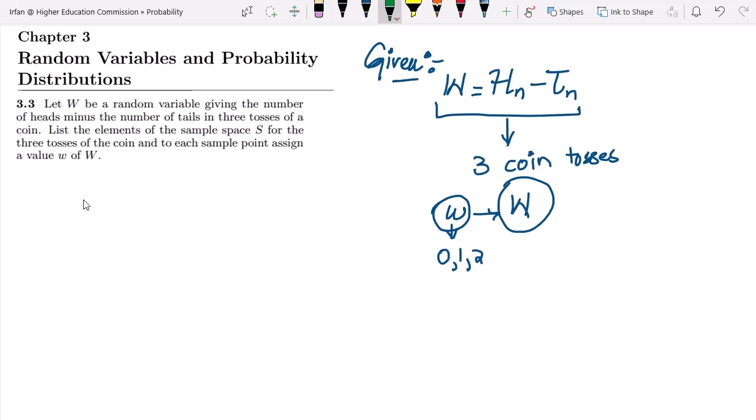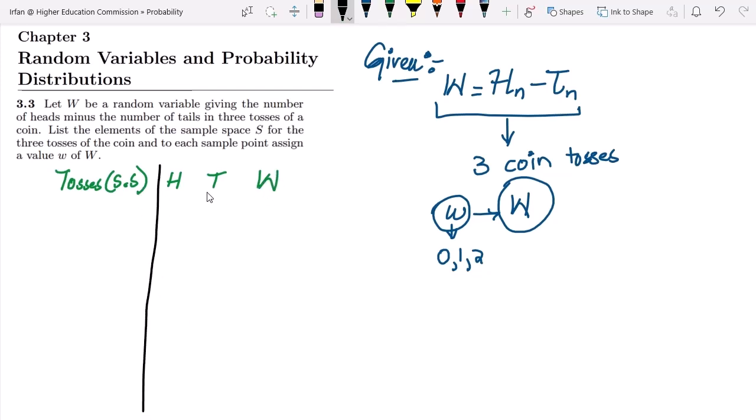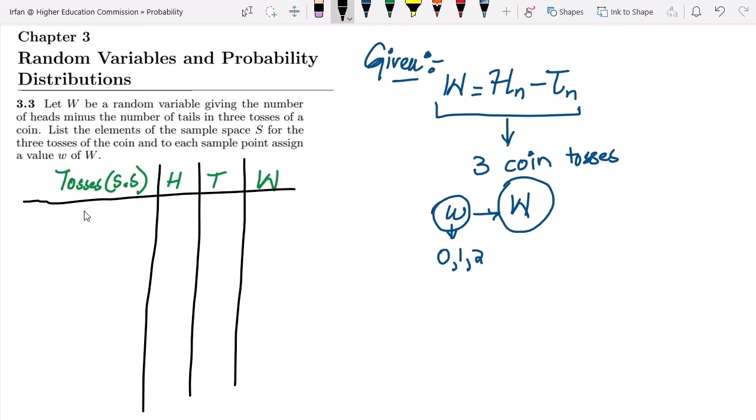Okay, so let me write here in the solution the tosses, or the sample space. Here we have to write the number of heads, here tails, and here W. So let me proceed with this. Let me have this table here. So the first toss, let me have here all the heads. So it would be heads, heads, heads in all 3 tosses.